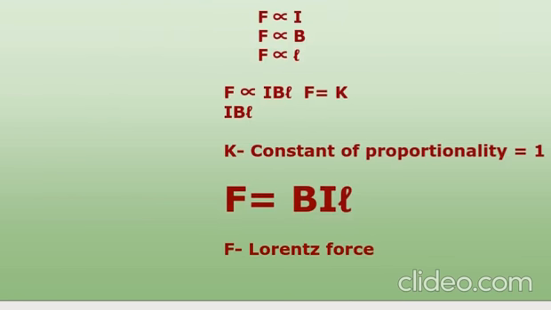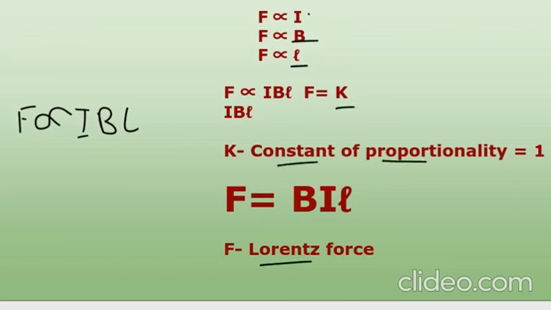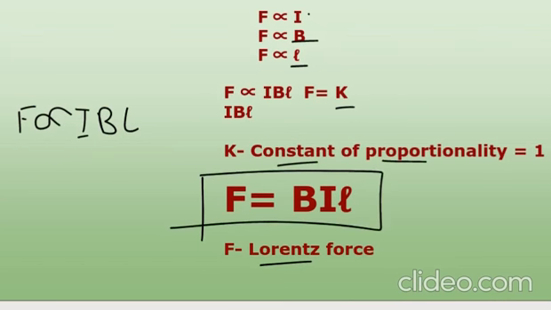Firstly, the force is proportional to I. I is the electric current, B is the magnetic field, and L is the length. So we can say that the Lorentz force is proportional to IBL. And F, the force, is equal to K times IBL, where K is a constant of proportionality. So F equals BIL becomes the entire formula of the Lorentz force.